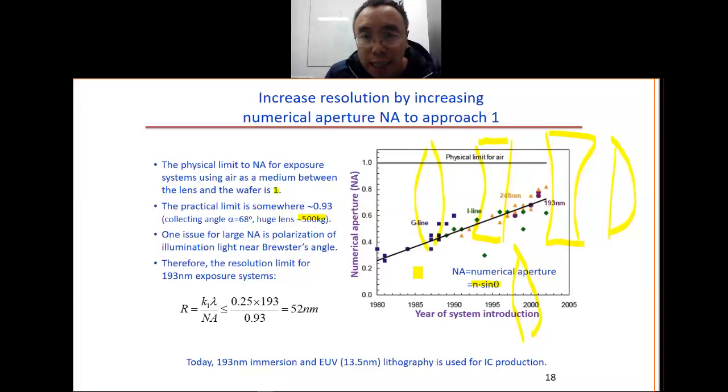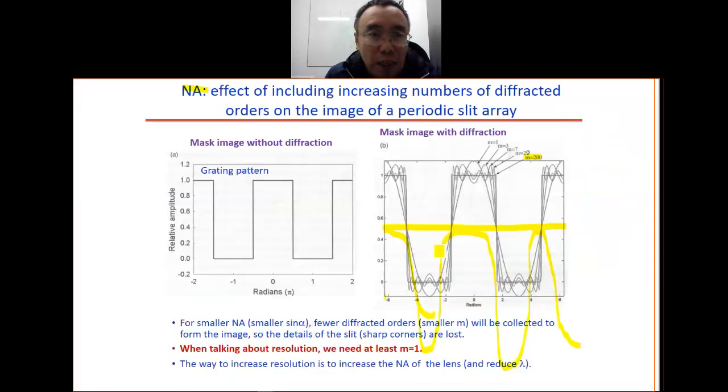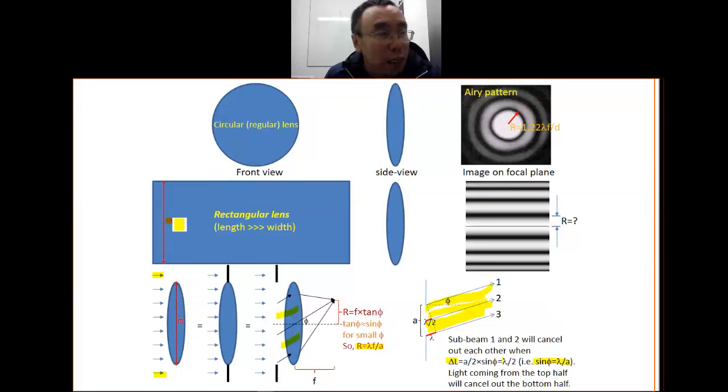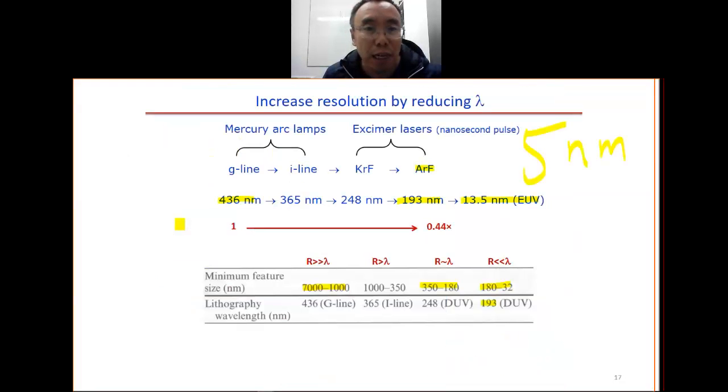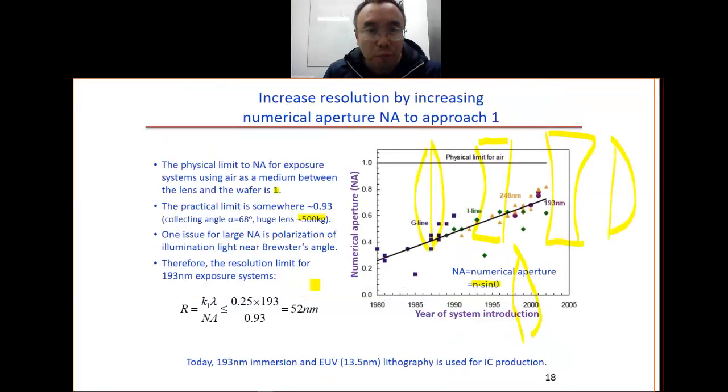The diameter of the lens for the manufacturing, the size of A here, I guess is several tens of centimeters, or maybe 1 meter. So why can we not get bigger? One problem is the lens will be too big. Another problem, for larger numerical aperture, is the polarization issue. That means the light polarized in the perpendicular direction and horizontal direction will diffract differently. The transmission through the lens will be different when they are near something called the Brewster's angle.